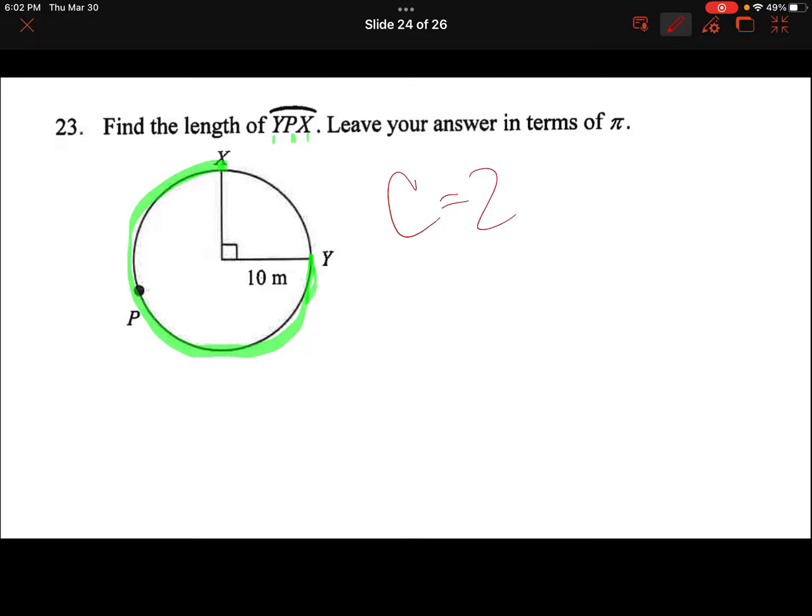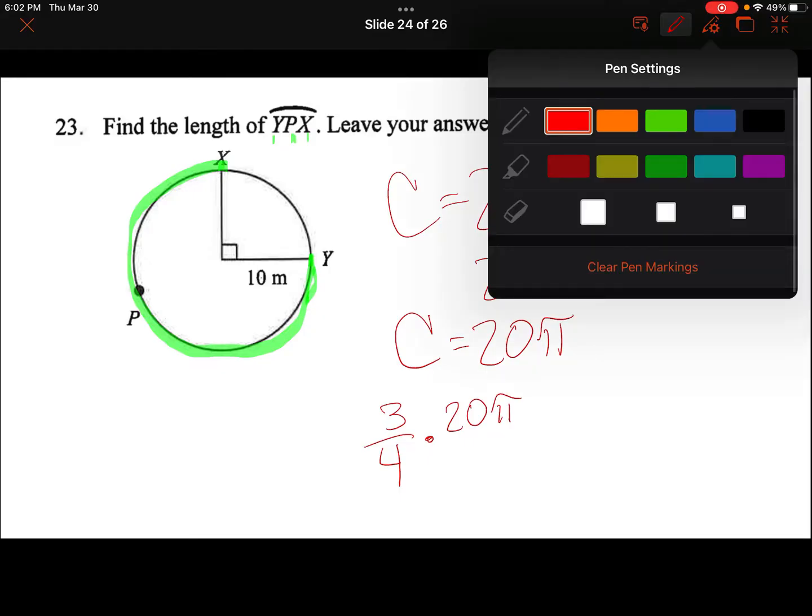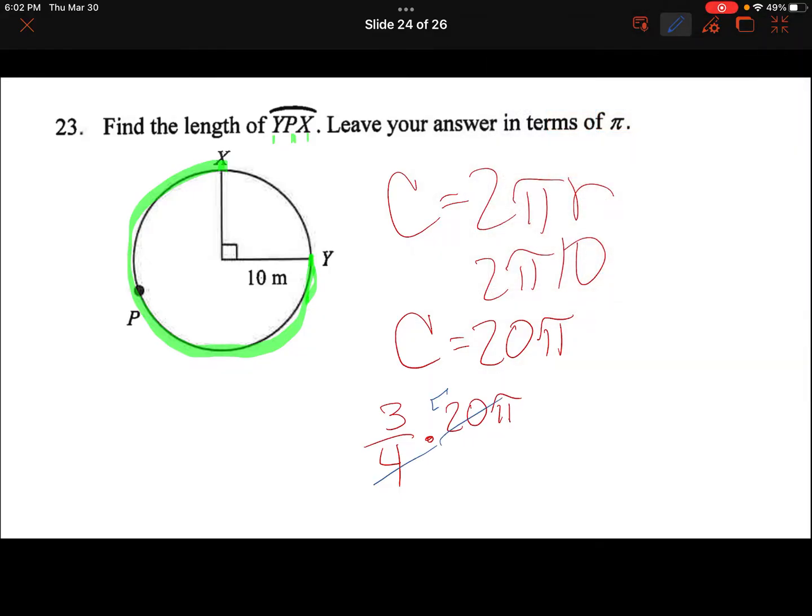Circumference is 2 pi times the radius. You have a radius here of 10, so 2 pi times 10, or 20 pi. That is the circumference. We want 3/4 of the circumference, so we want 3/4 of 20 pi. We just need to simplify this. Well, 4 goes into 20 5 times. So 3 times 5 is 15. We just end up with 15 pi. And really it's 15 pi meters. I'm not sure if there are units of measure on the test or not, but just to be thorough there.